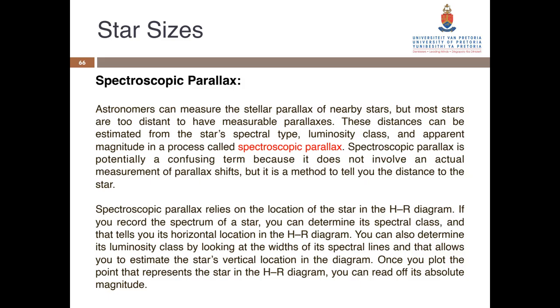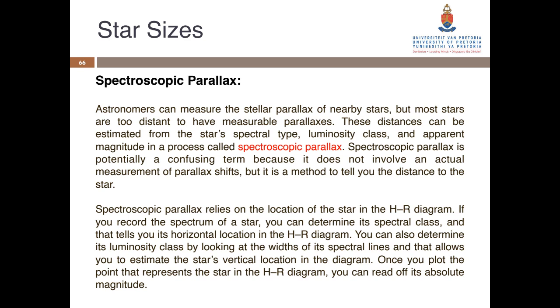Spectroscopic parallax is a potentially confusing term because it does not involve an actual measurement of parallax shifts, but it is a method to tell you the distance to the star. Spectroscopic parallax relies on the location of the star in the HR diagram.